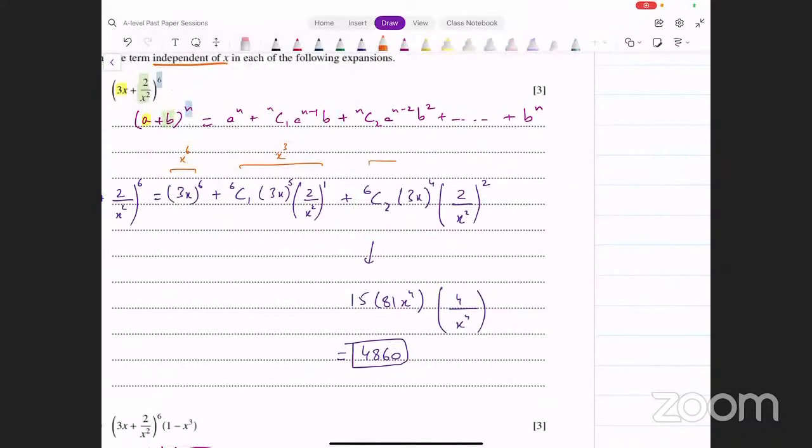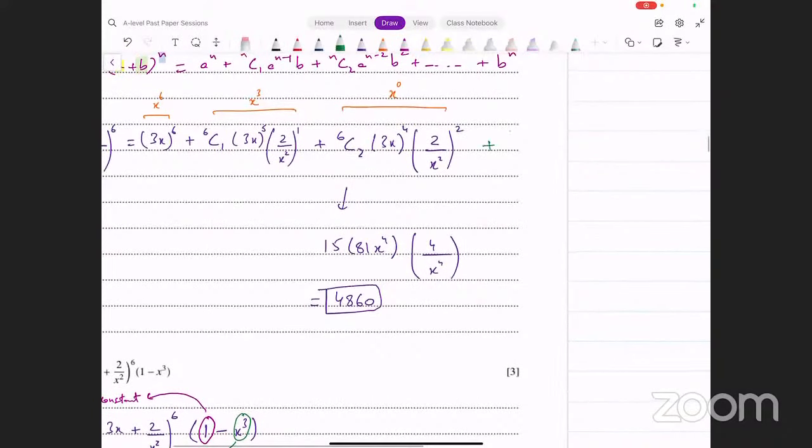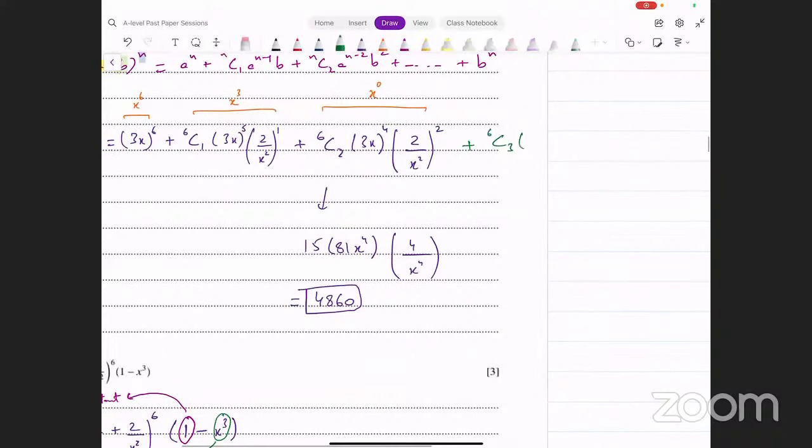So what do we have until this point? We've got x raised to power 6, x raised to power 3, x raised to power 0. You see the pattern? What should the next term be? The next term will be x raised to power minus 3, because 3 gets subtracted from the powers each time, so we need one more term here. The next term is going to be 6C3 into (3x) raised to power 3, into (2 over x squared) whole raised to power 3.